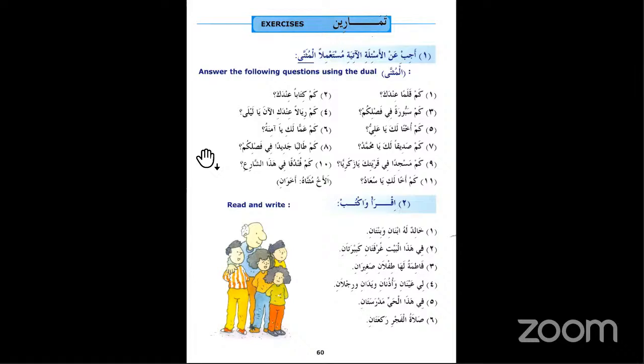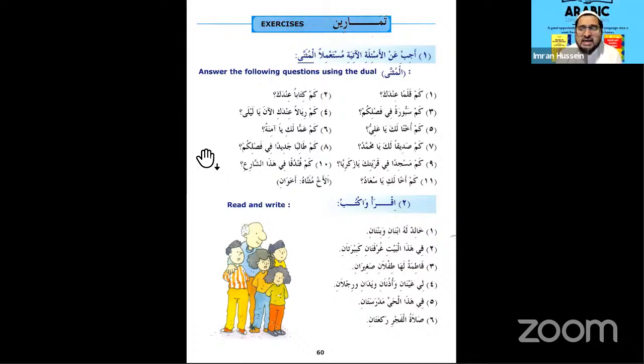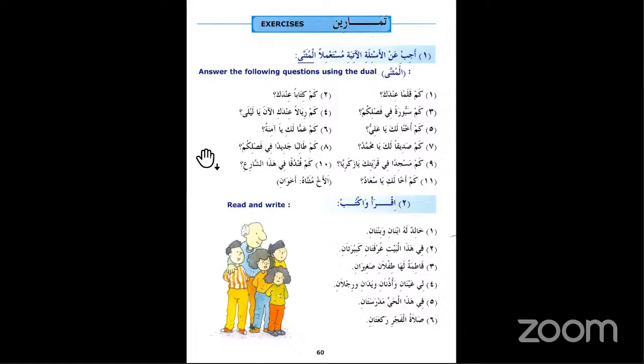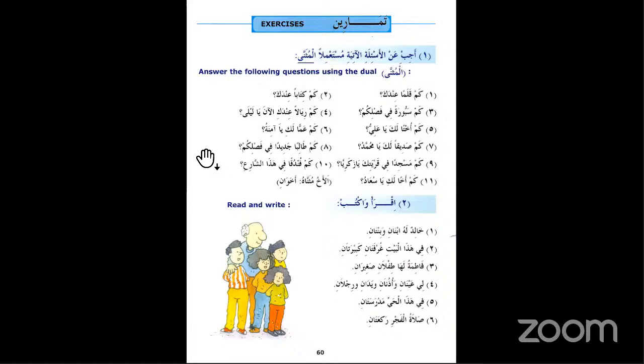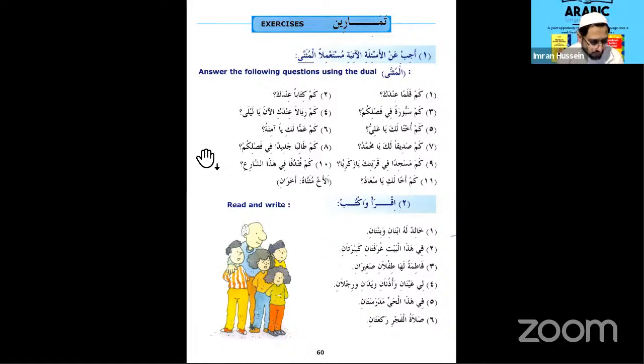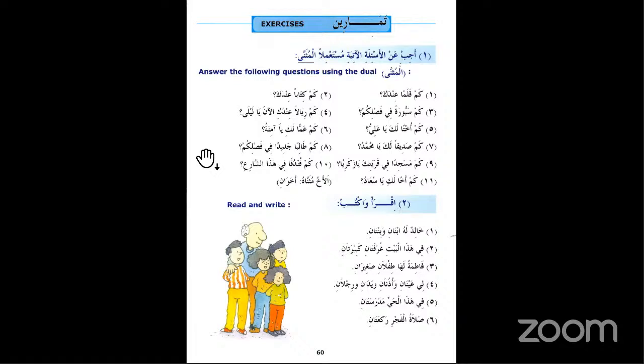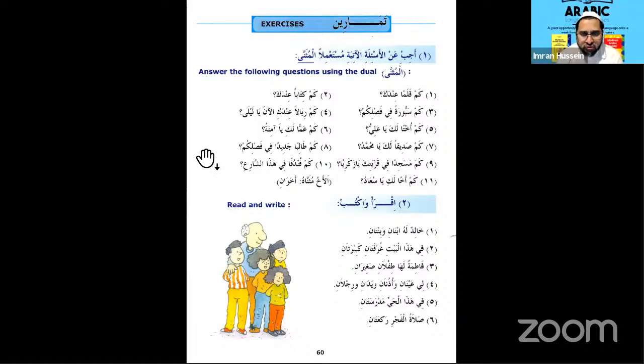Kam siddiqan laka ya Muhammad? How many friends do you have, O Muhammad? Li siddiqani. Yes. Okay. Kam taliban jadidan fi faslikum? How many new students are in your classroom? Fi faslina talibani jadidani. Ahsanti. The translation is 2 new students in our class. Excellent. Can both of you sisters choose 2 more students to come on the mic?